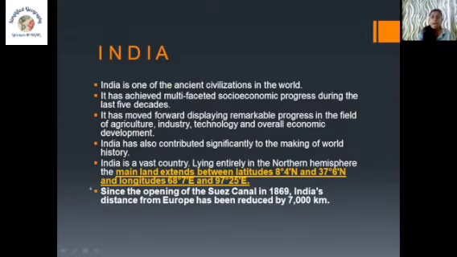Okay, the last point given in your NCERT book, first page. Everyone open your textbook, see the first page, you will find all these. This one is in the Do You Know portion. Since the opening of the Suez Canal in 1869, India's distance from Europe has been reduced by 7,000 kilometers. How much reduced? 7,000 kilometers. Now the question occurs: where is this Suez Canal? Where is the location of this Suez Canal?